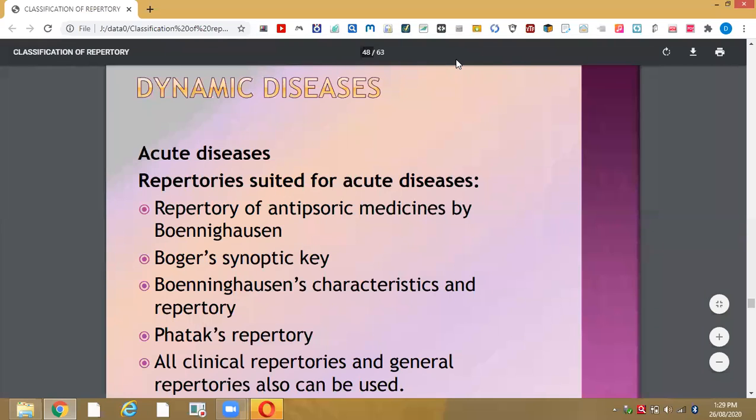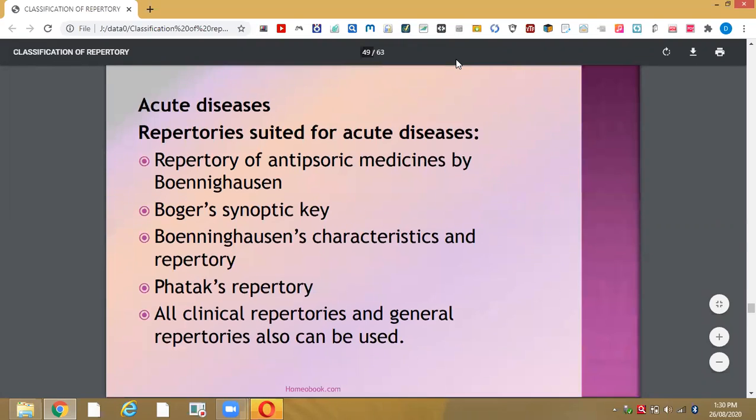And dynamic diseases. In case of dynamic diseases, it is classified into two groups, that is acute diseases and chronic diseases. In acute diseases, we select the repertories which are suited for acute disease conditions, that is repertory of antipsoric medicine by Boenninghausen, Boger's synoptic, Boenninghausen's characteristic repertory, and Phatak's repertory. All clinical repertories and general repertories can also be used, especially in acute disease conditions.